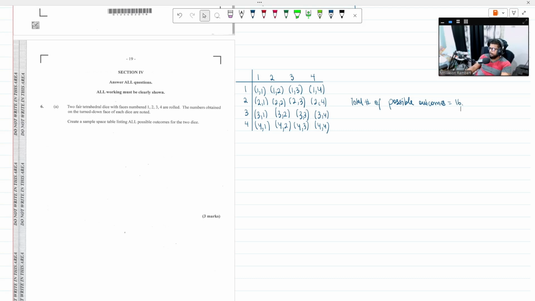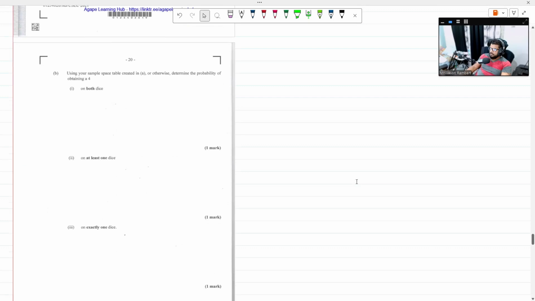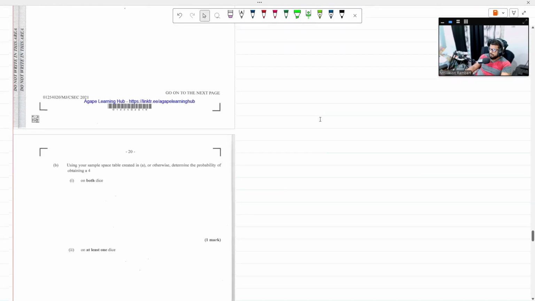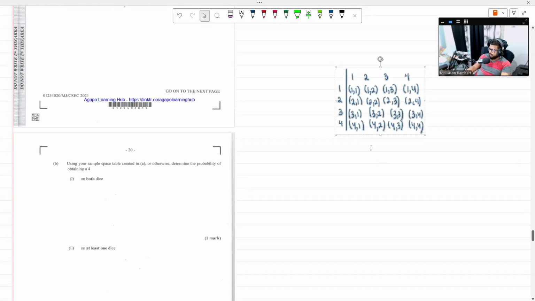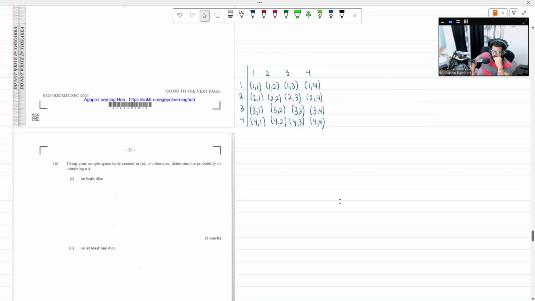space diagram. All right. Using your sample space or otherwise, sample space is the way to go, yes? So I'm bringing this down because we're going to use this. So we're going to walk with this wherever we're going to determine the probability of obtaining a 4 on both dice. That's going to be 1 out of the 16.